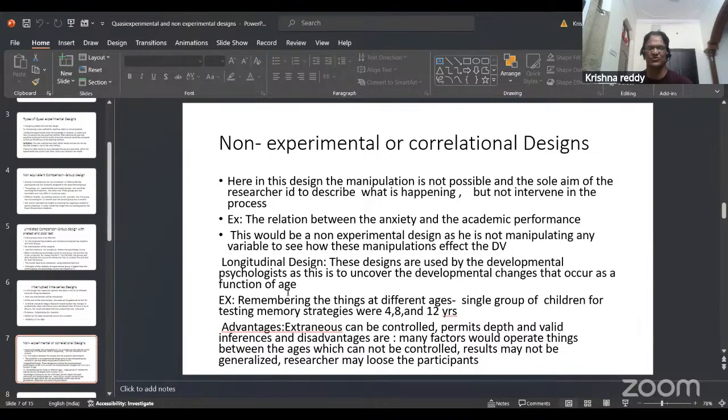This question has to be answered. For that purpose, this would be a non-experimental design, as the researcher is not manipulating any variable to see how these manipulations affect the dependent variable. And for this purpose, we have the longitudinal designs. Under these non-experimental correlational designs, the type of design that we are going to study is the longitudinal design.